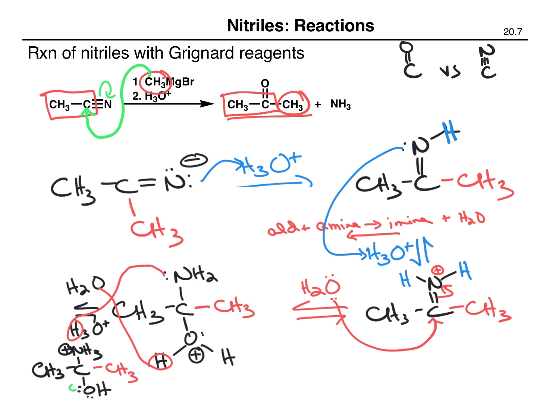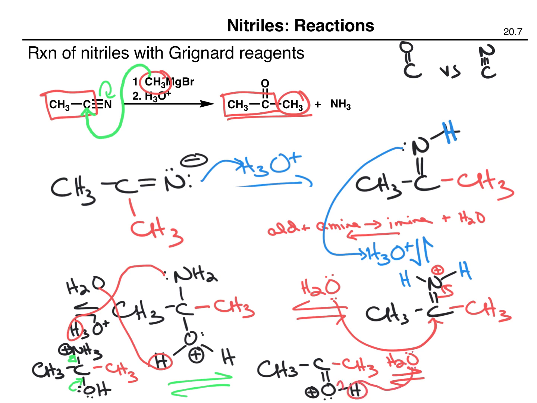Next, one of these lone pairs can form a carbonyl, kicking out ammonia, and that is going to give us CH3C double bond OH plus and the CH3. And then finally, one more proton transfer step. This can grab off a proton, put these electrons back here, and we get a ketone.